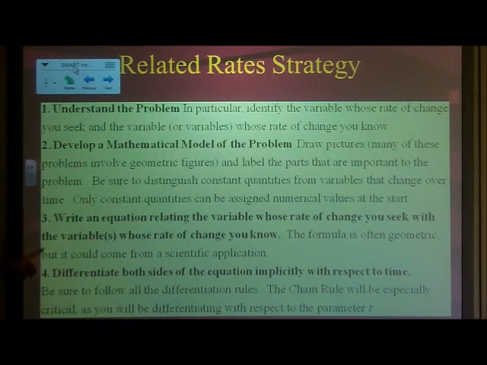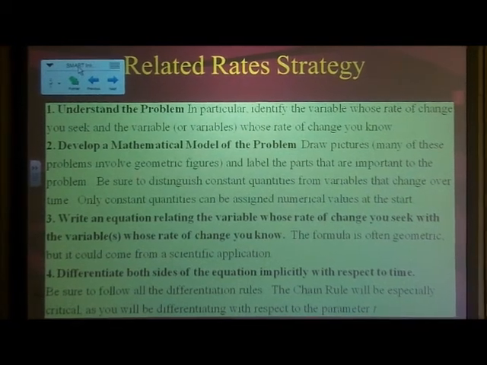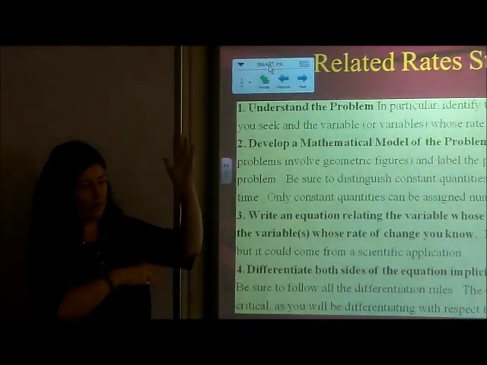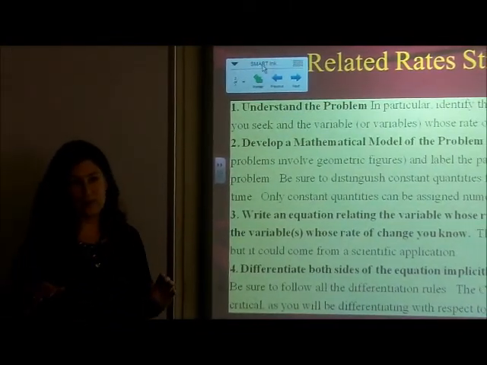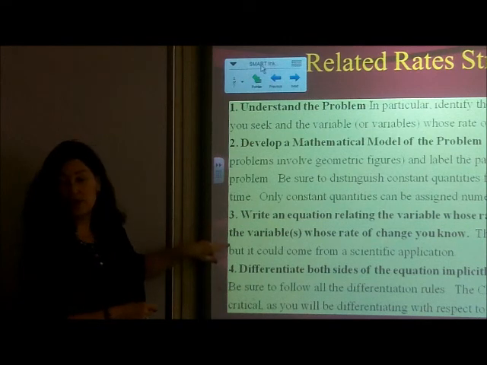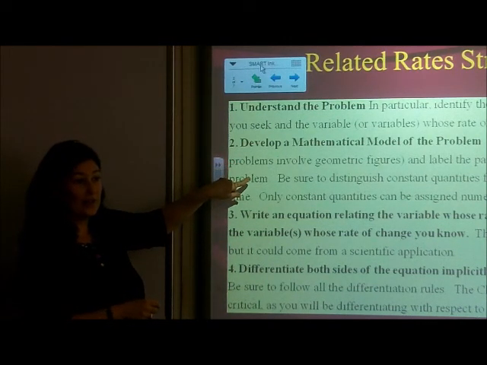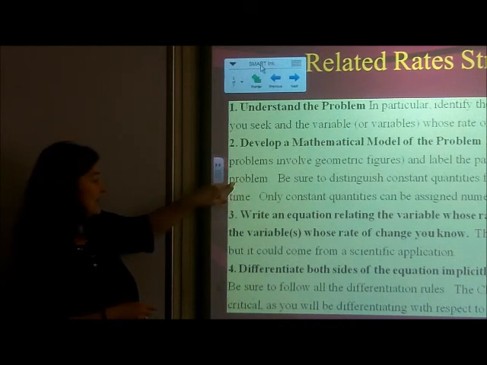In general, the equations are geometric. If it's volume, if we're filling a cone with water, it's a volume equation. The equations are not as difficult. If it's one of the trains going this way and this way, it's almost always the Pythagorean theorem. So writing the equation is not the problem. This is the problem: drawing your picture and figuring out what is moving and what is not.